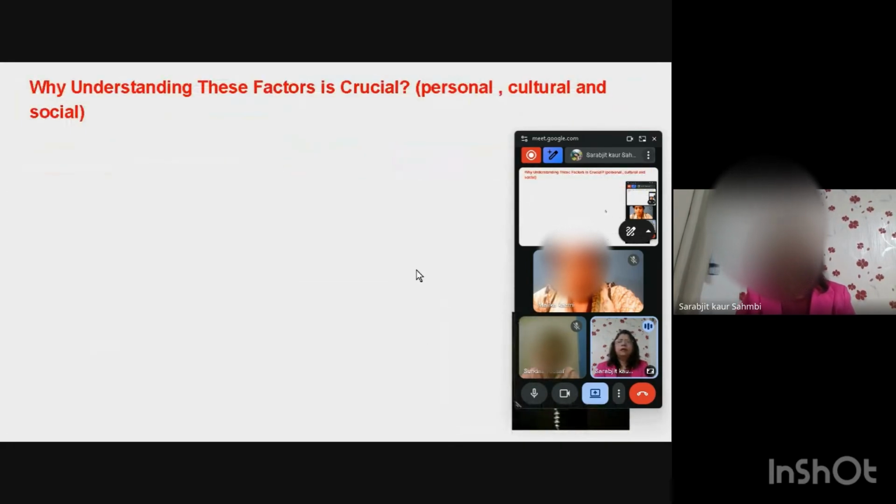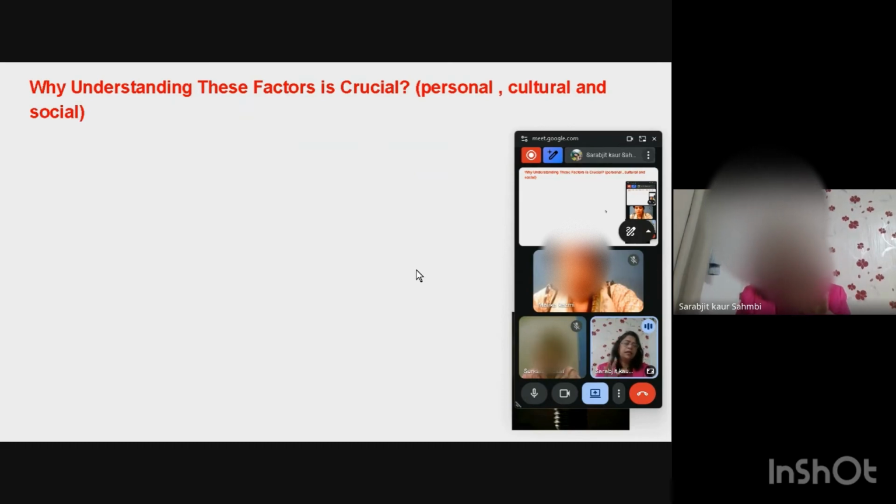So far, I think girls, you are very well aware now. What are the social factors? What are all the examples that come under that? And what are the cultural factors? And what are the personal factors? Okay, and now why is understanding these factors crucial: personal, cultural, and social? Now, this is very crucial. Why do you think it is crucial actually?